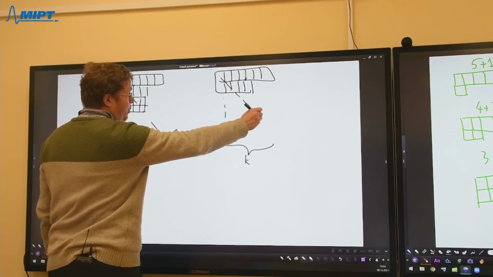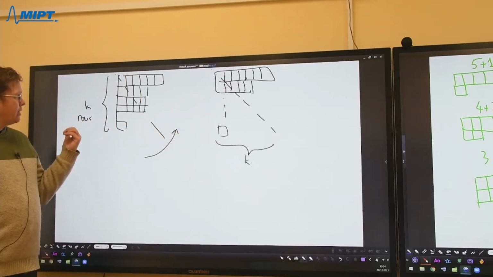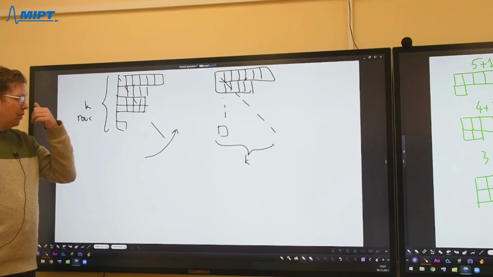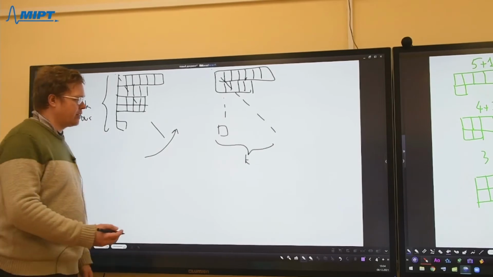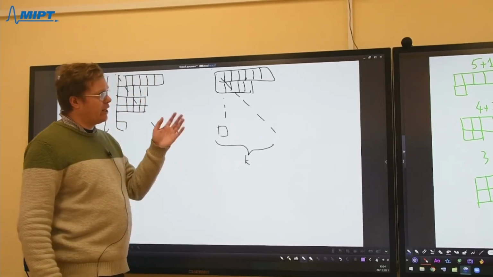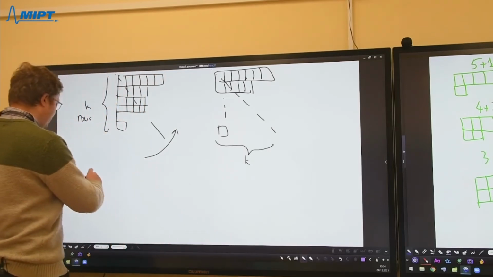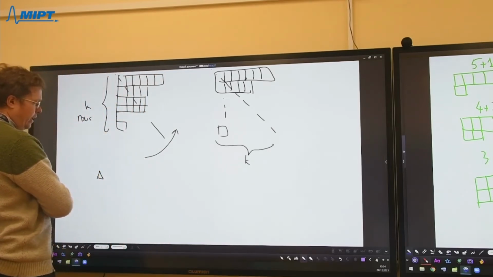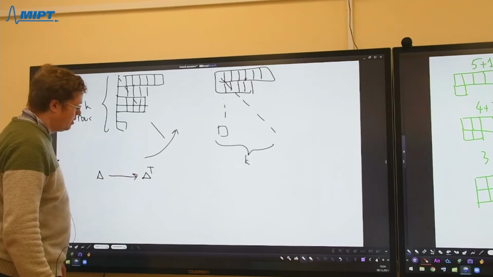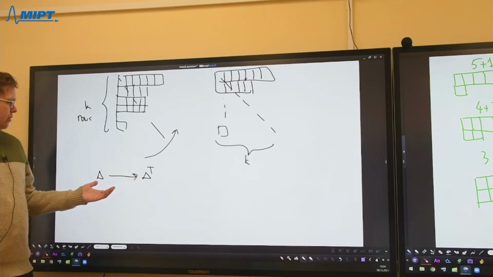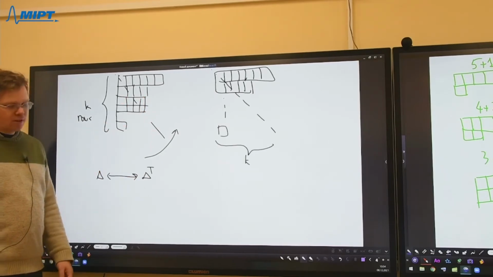Then if we reflect it over the diagonal, we will have a diagram which has K rows, which means that it has K summands. So we just take a reflection over the diagonal. We can call it transposition. It's usually called transposition. So if we take the diagram delta, then we can take delta transpose, and we will have the second Young diagram.